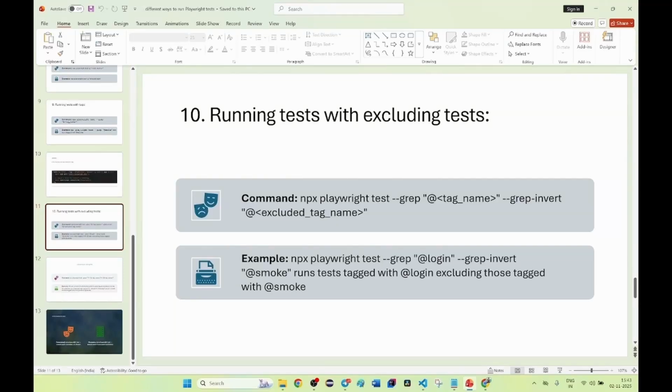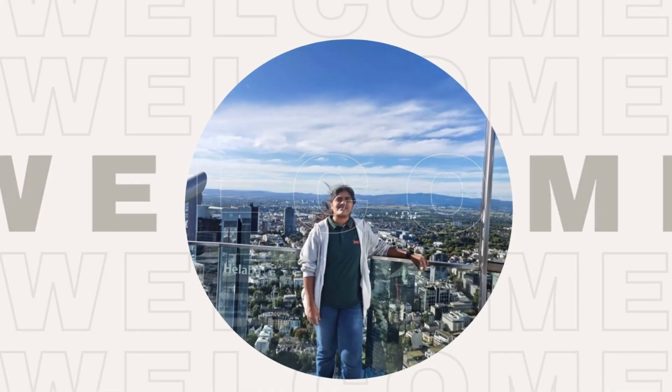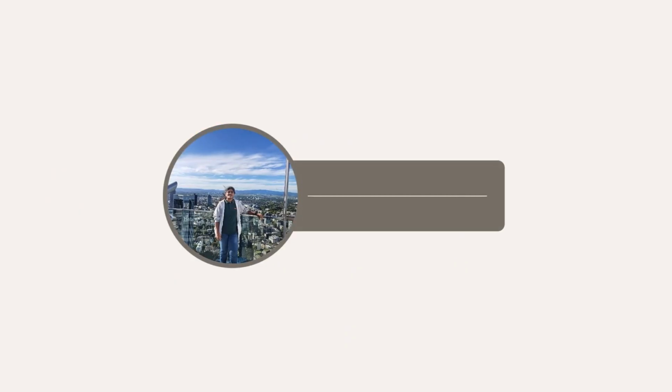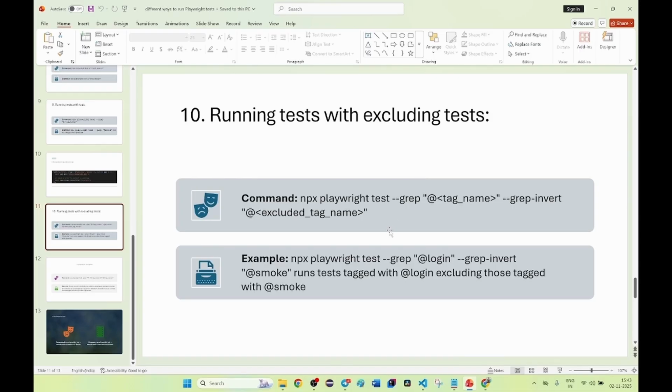Running tests with excluding tests. There are multiple tags we defined inside test cases. The tag you are going to execute, that tag will be executed. Which tag you don't want to execute, you have to mention the tag name.